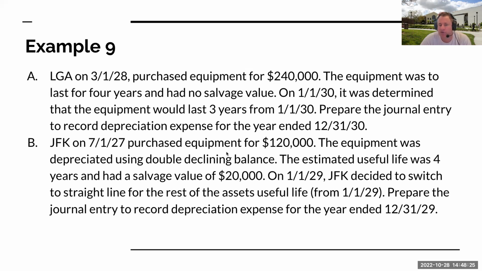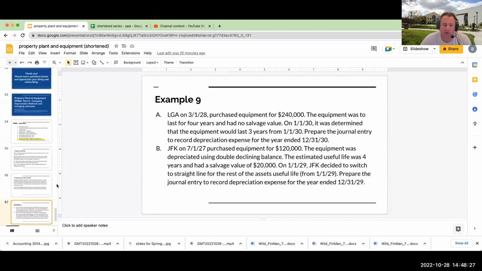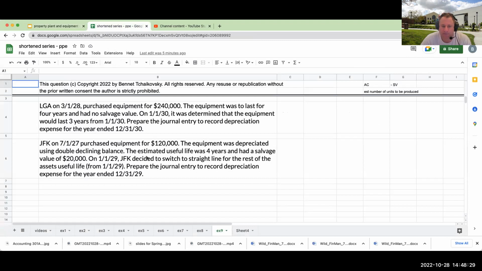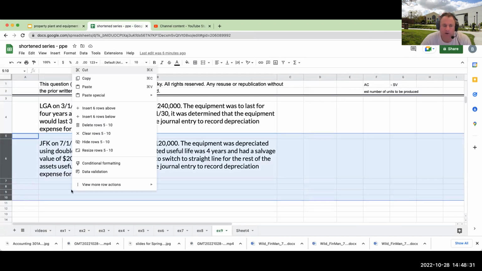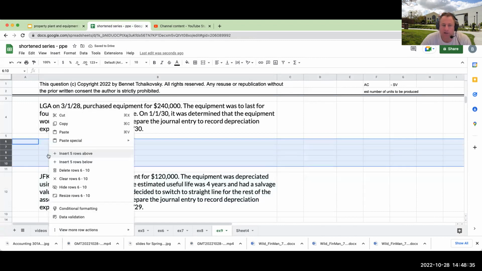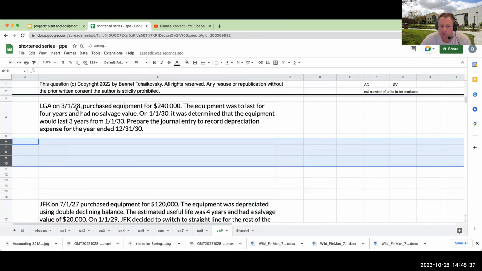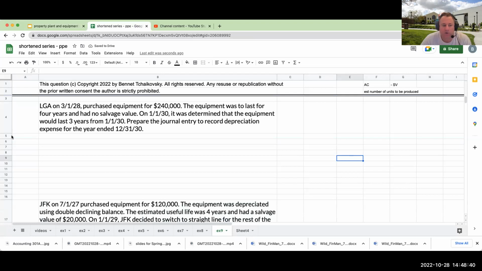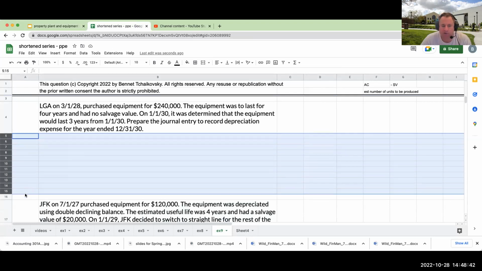So here we have our two examples. Let's take a look at these examples. Right over here, we purchased equipment for $240,000 on March 1st, 2028. The equipment was to last for 4 years and had no salvage value. Then on 1/1/30, it was determined that the equipment would last for 3 years from that date. Prepare the journal entry to record the depreciation expense for the year ended 12/31/30.